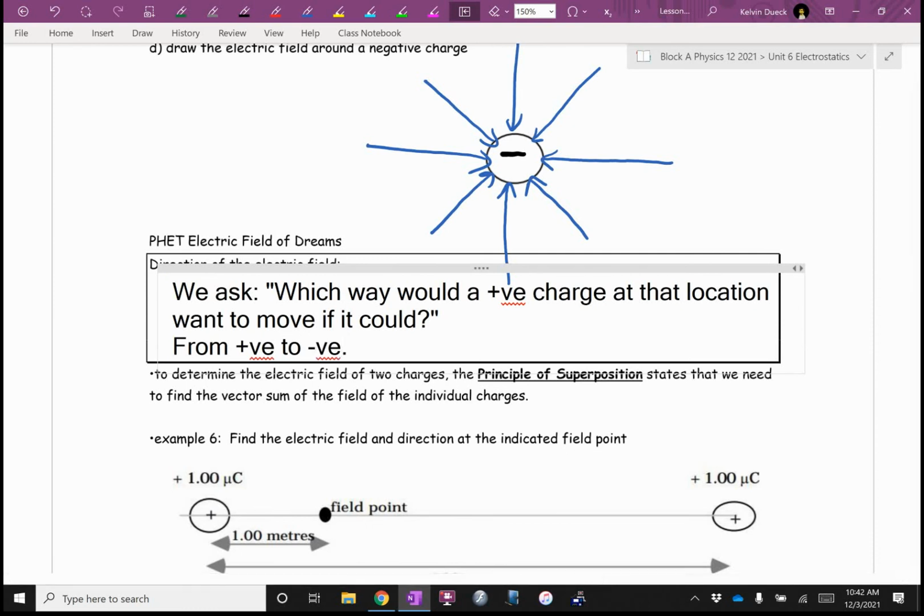The problem is sometimes you'll only have one charge in the picture, and I found kids got confused because, well, I see the negative, but where's the positive? So it's which way would a positive want to move if it could, from positive to negative if there's two charges.